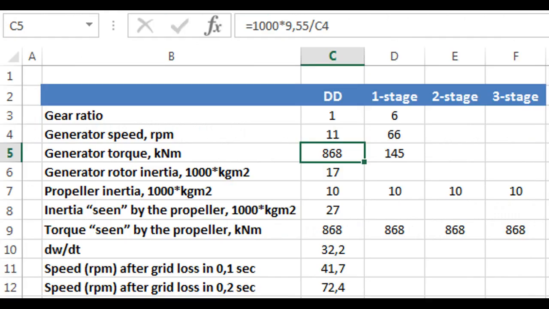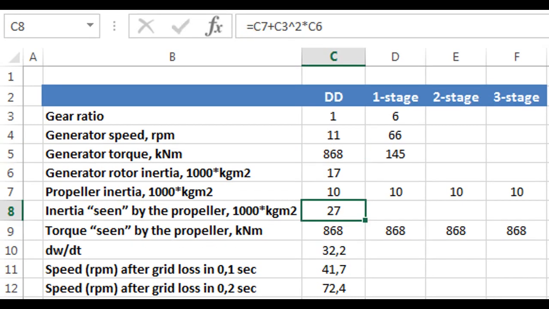So we recommend you make a table, something like the one you see on the screen, and there you put the gear ratio and the speed of the electric machine after the gear and the respective torque and other parameters that you see on the screen.